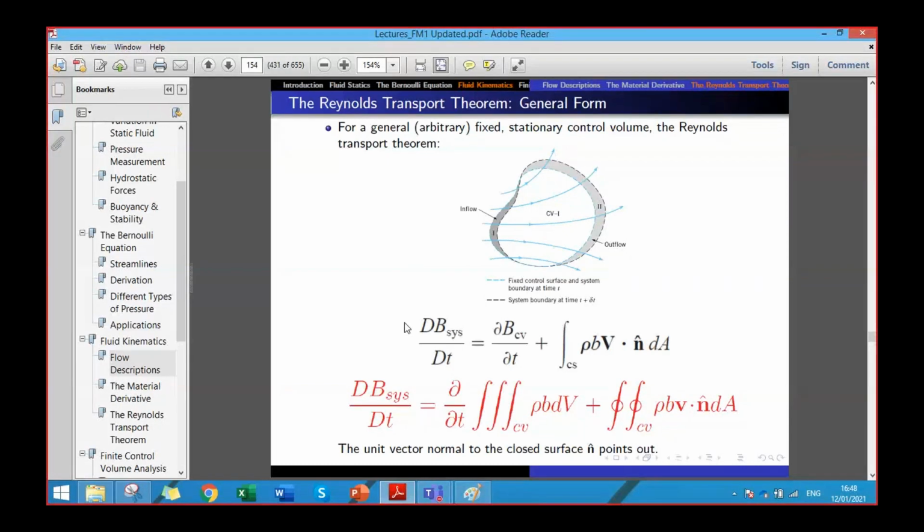It does not limit that there is only one inflow and one outflow. There can be infinitely many inflows and infinitely many outflows. In this term we will only have the net, the overall result, that can be positive or negative. That will automatically be included here. Clear?